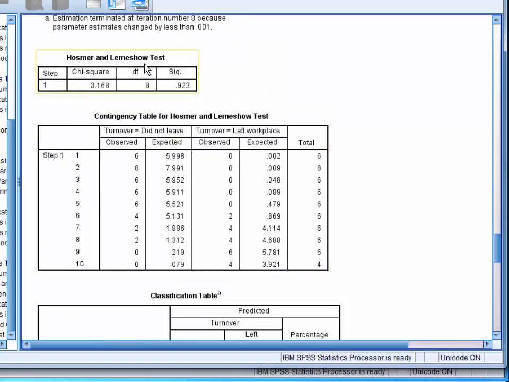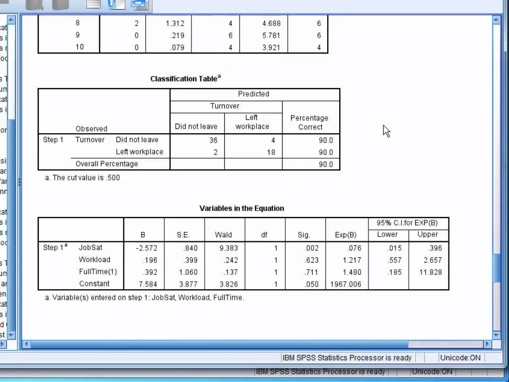Next, we have the Hosmer and Lemeshow test. This assesses whether our model is significantly different from a good-fitting model. As the test is non-significant, our model would seem to fit the data well. Under this, we have the classification table for the model with the predictors added. We can see that the new model is 90% accurate, whereas the model without any predictors was only 66.7% accurate.